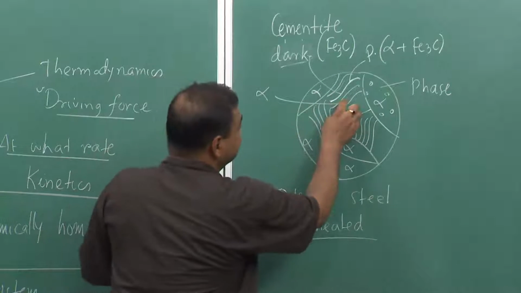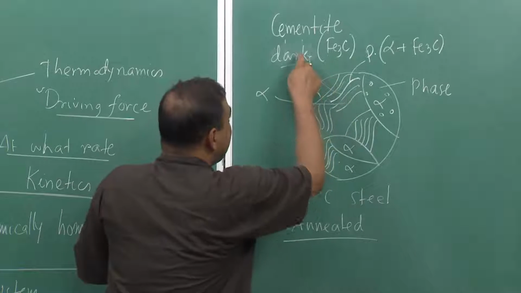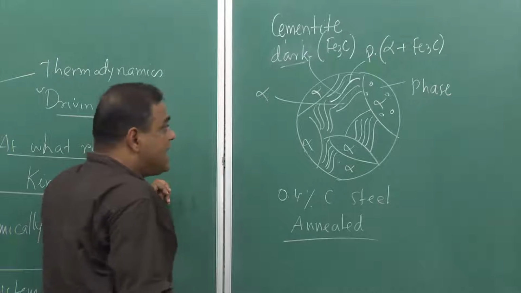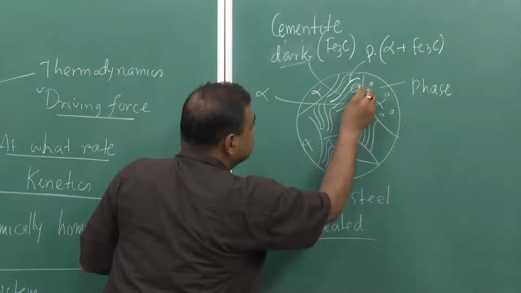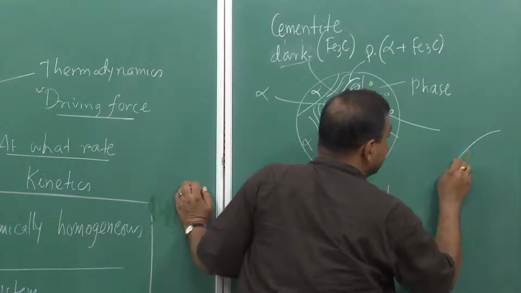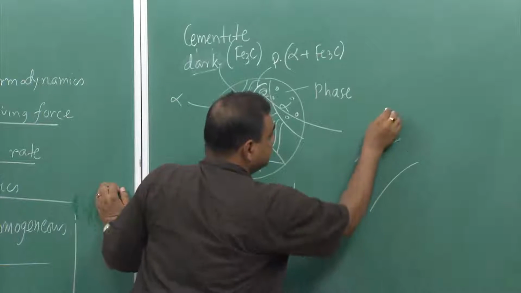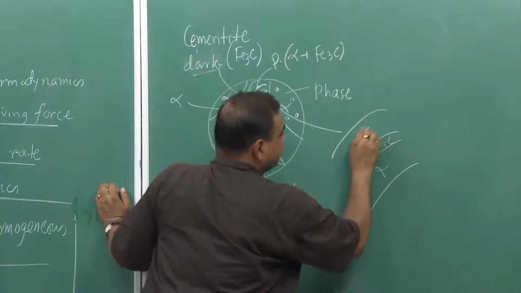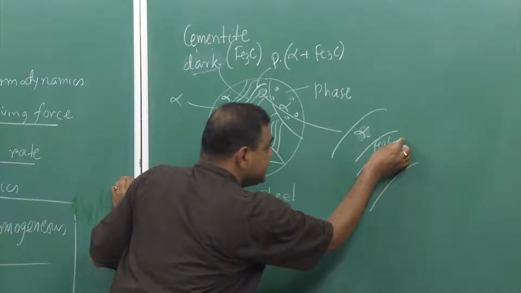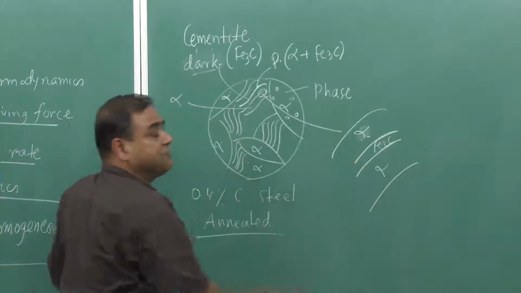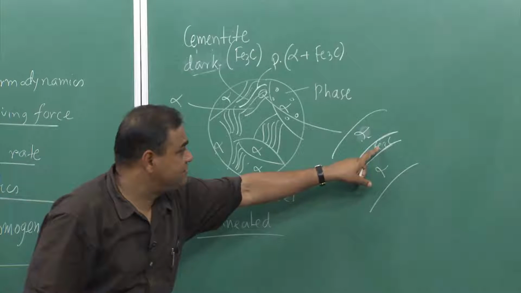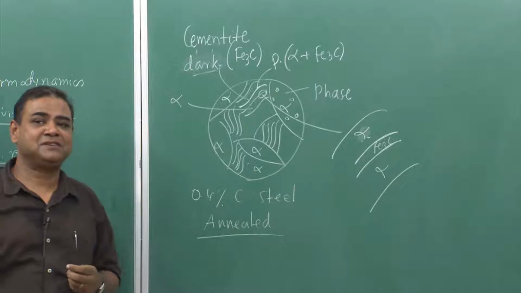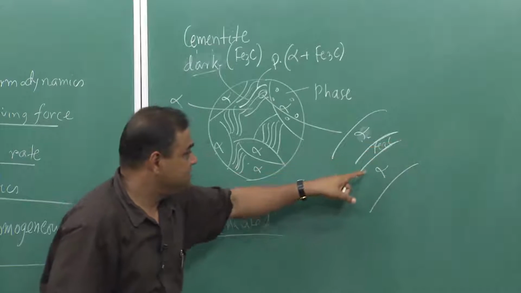Now, once we have this, we have a dark phase which is cementite, and a bright phase which is alpha. At the same time, if we blow up this particular zone, we will see that this is alpha, this is Fe3C, and this is alpha again. So, that means this is an interface. It looks like this particular zone is separated from the rest of the system with an interface.